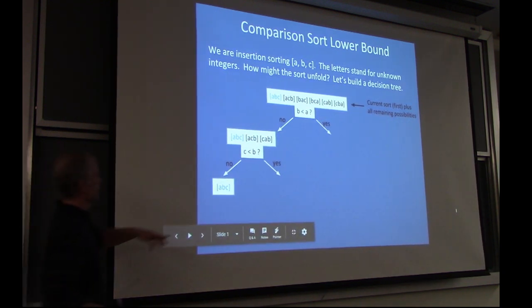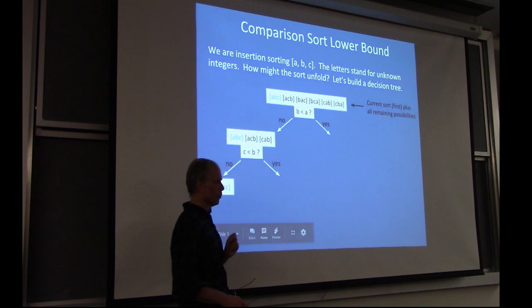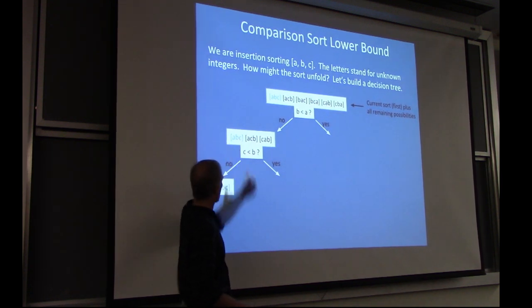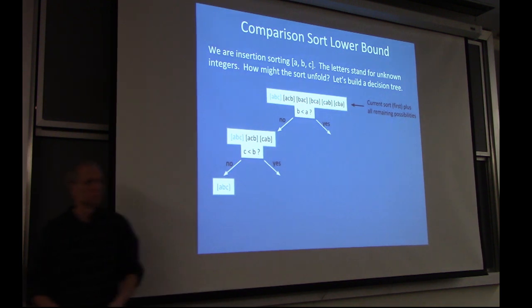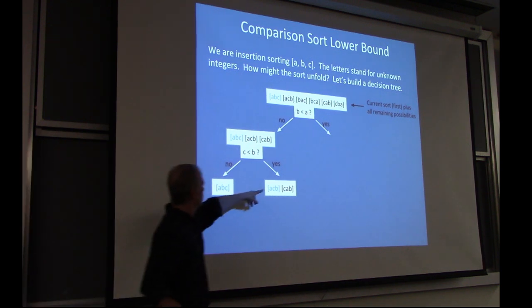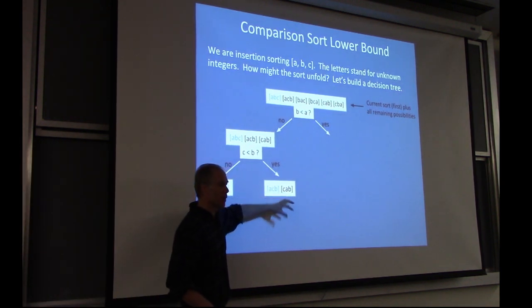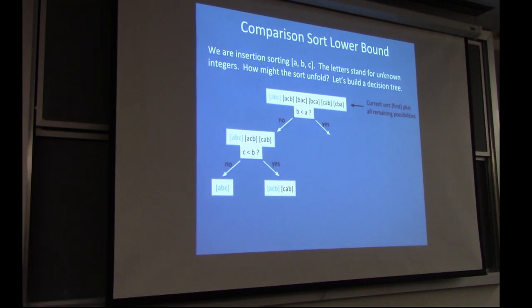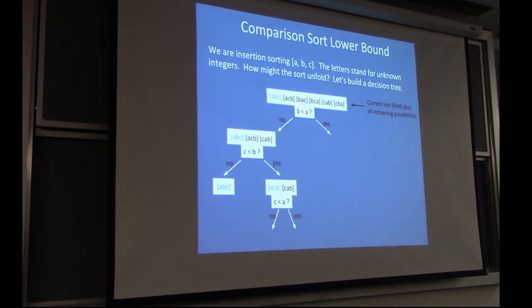Now, what if C is less than B? What will the algorithm do? It'll swap C and B. So the actual array will change, and we'll be in this situation, but there's still another possible outcome, depending on the answer to the next question, which is what? The next question will be, is C less than A? And depending on the outcome, there's two possible sorts.